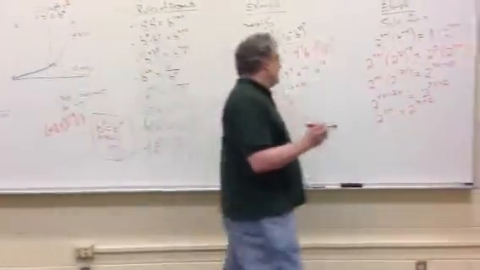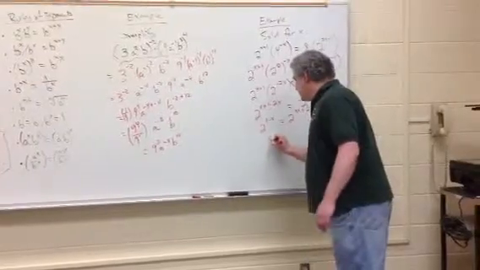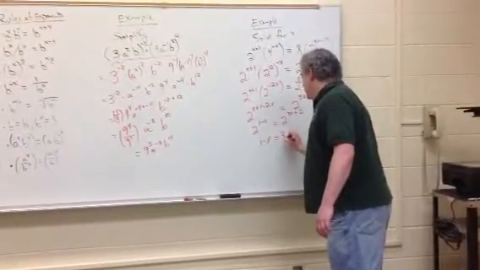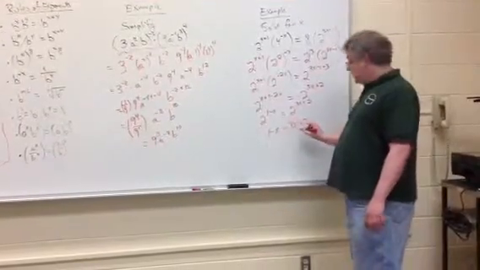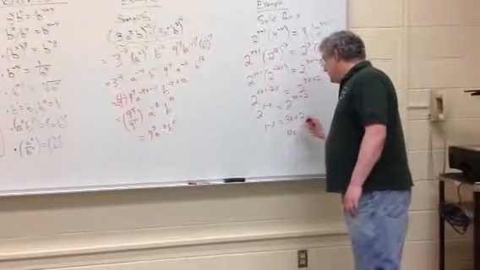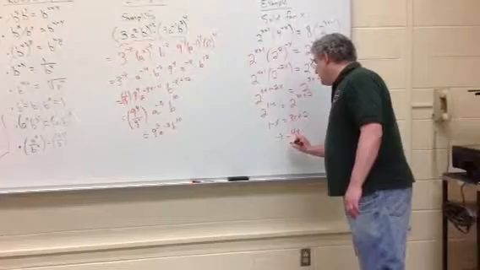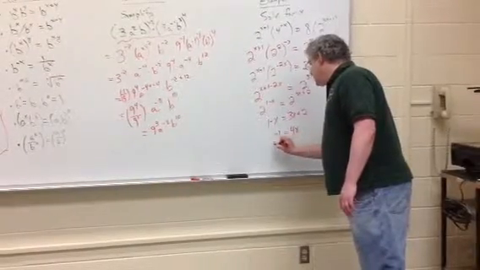So what do we have? 1 minus x equals 3x plus 2. Simplify that. Add the x over here. Subtract the 2. And I get x equals minus 1/4.